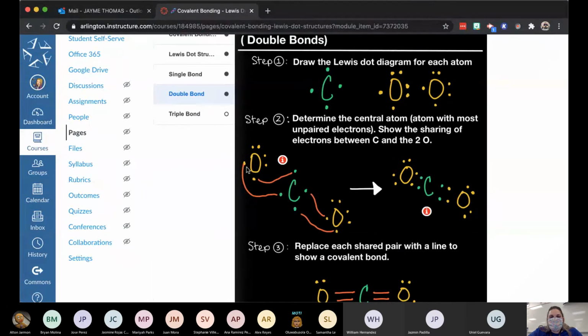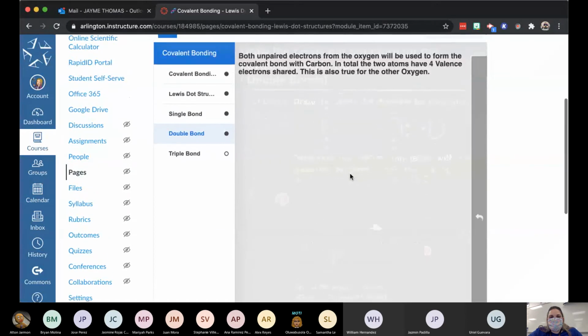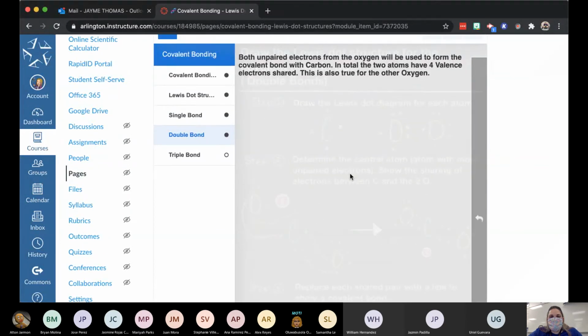And so if you think about it, these 2 singles would pair up with 2 of the singles on carbon, and then that leaves 2 other singles on carbon to pair up with these 2 here. And so because each one is sharing 2 unpaired electrons, it's going to form a double bond. So it says here, both unpaired electrons from the oxygen will be used to form the covalent bond with carbon. And in total, the 2 atoms will have 4 valence electrons shared.